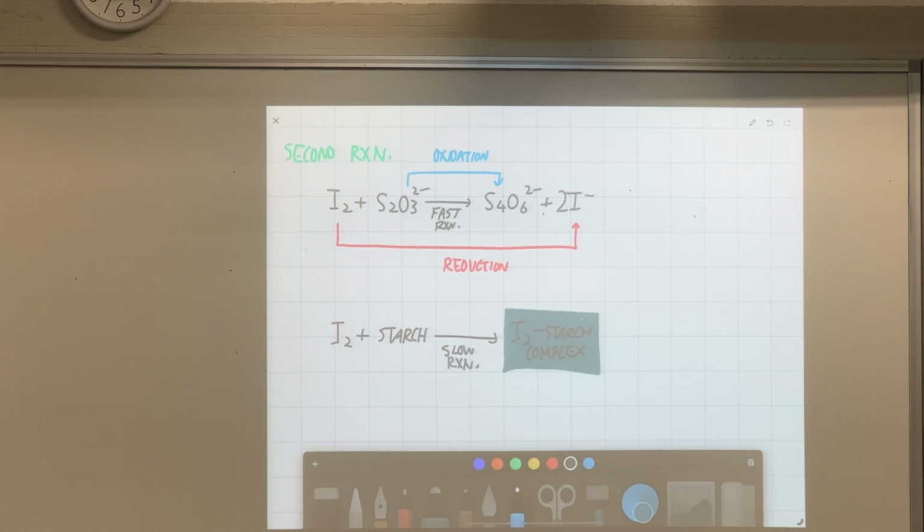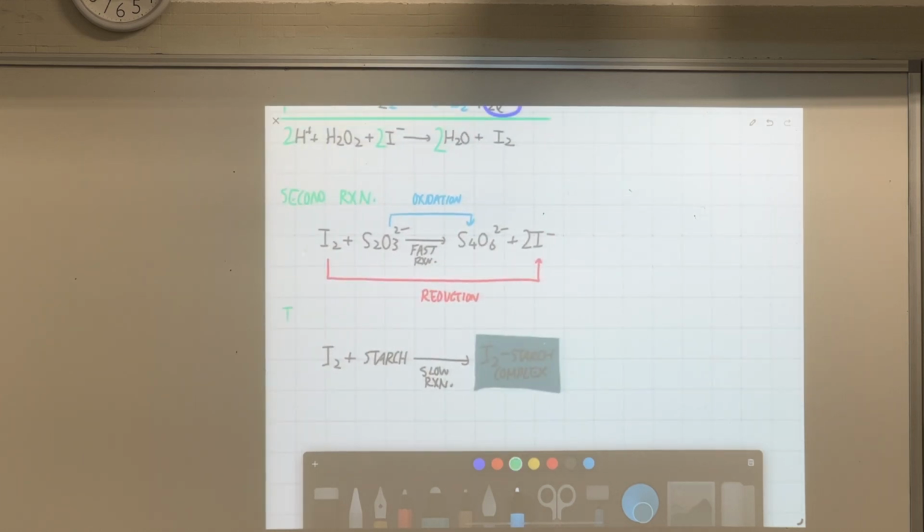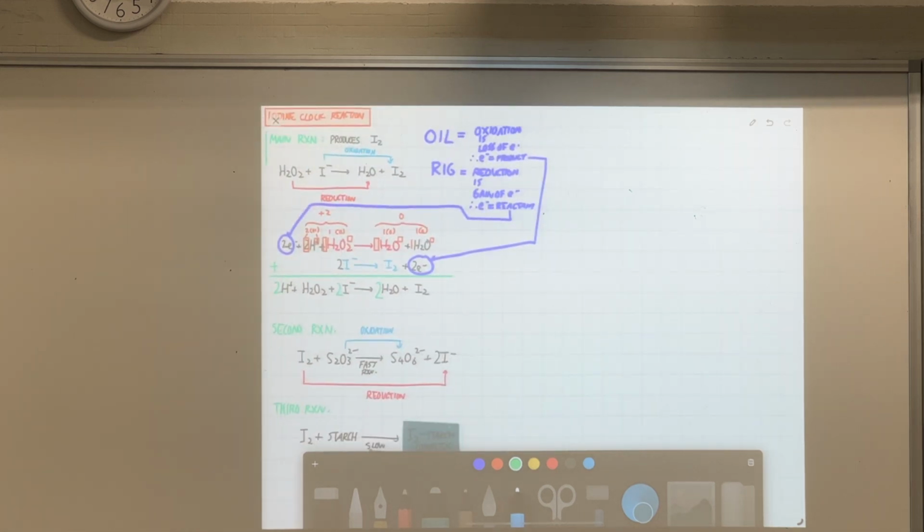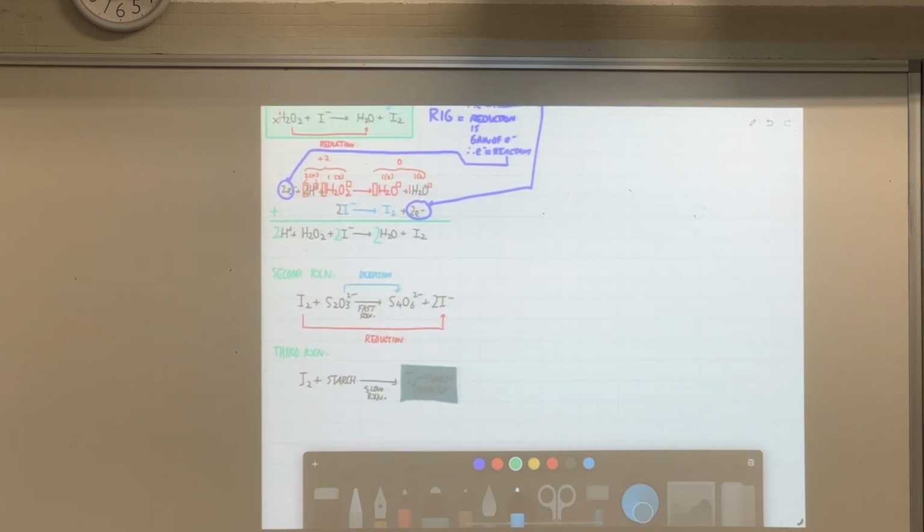And now to fully understand what these reactions mean, you have 3 reactions in total. The first reaction on top is the one that produces iodine, the main event. The second and the third reaction are to consume the iodine.